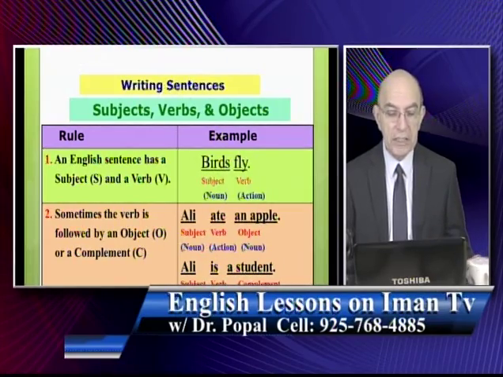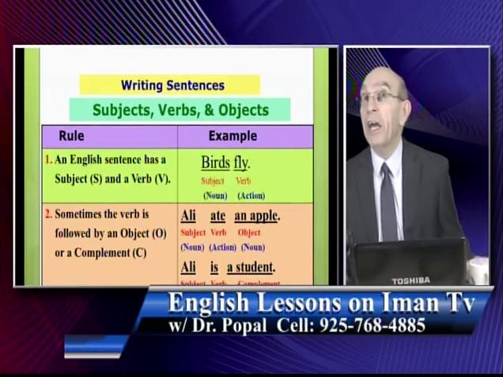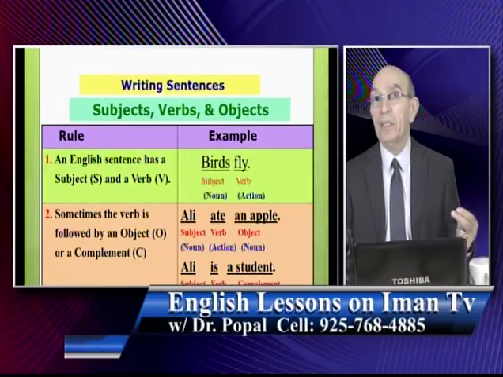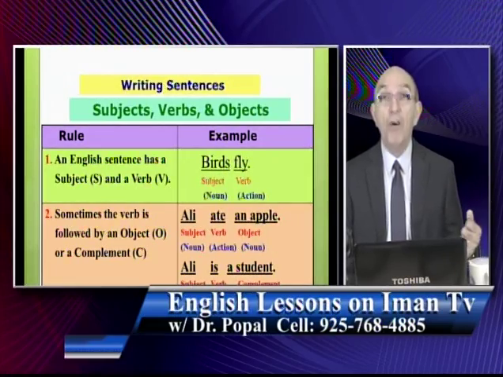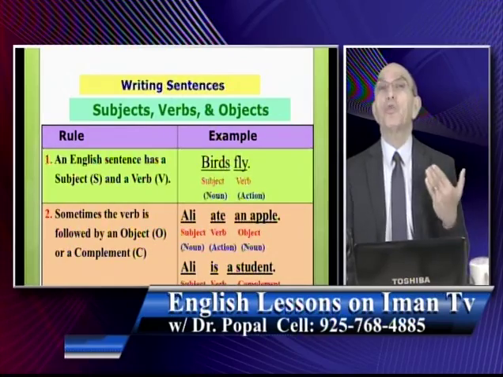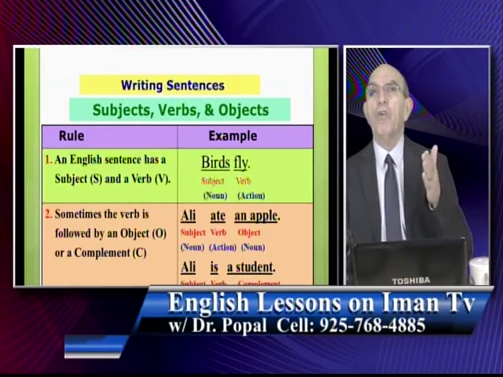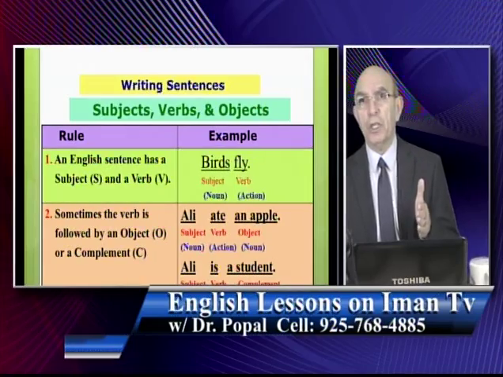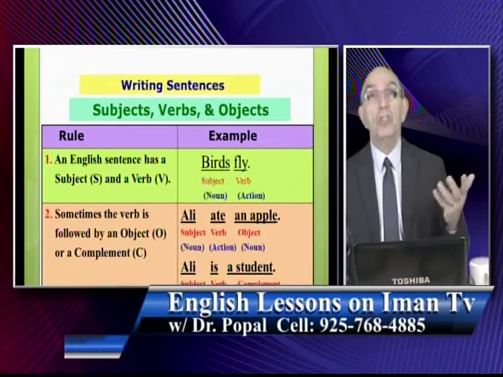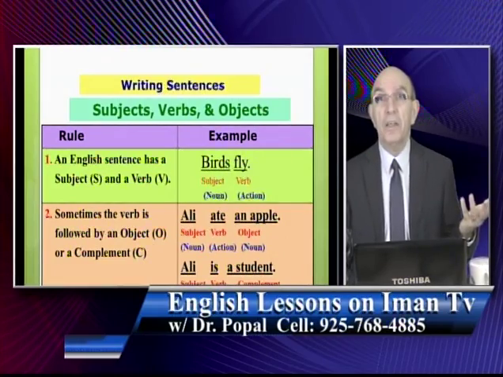In an English sentence there is a subject and a verb. For example, you say birds fly. یعنی پرنده ها پرواز میکنن. So birds is what? The subject, the doer of the action. Fly is what? The verb. Birds fly. Students study. Teachers teach. These are all complete good sentences.